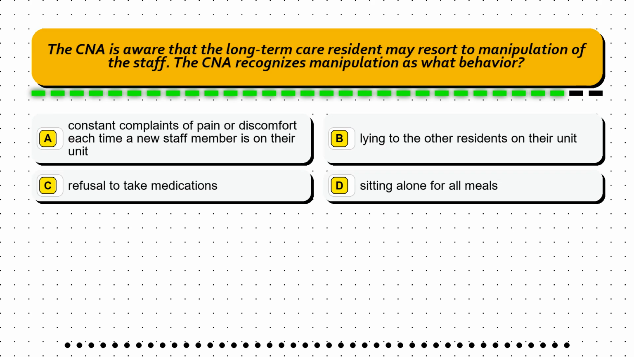Question 1. The CNA is aware that the long-term care resident may resort to manipulation of the staff. The CNA recognizes manipulation as what behavior? Option A. Constant complaints of pain or discomfort each time a new staff member is on their unit. Option B. Lying to the other residents on their unit. Option C. Refusal to take medications. Option D. Sitting alone for all meals.